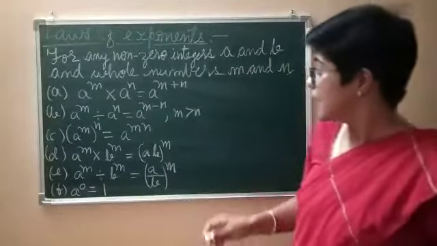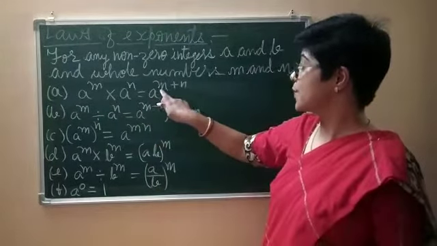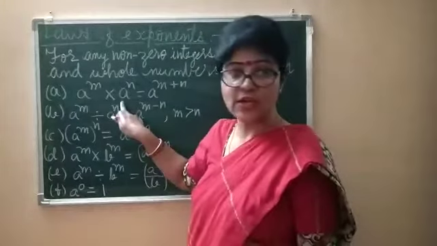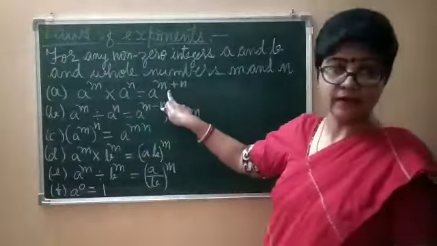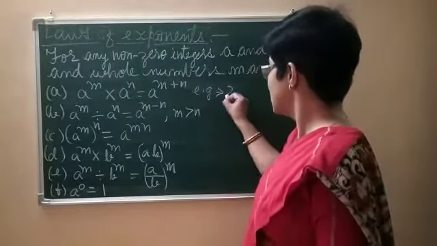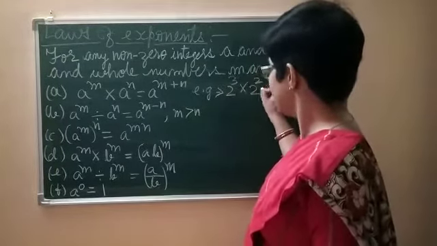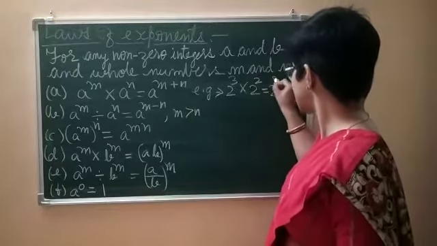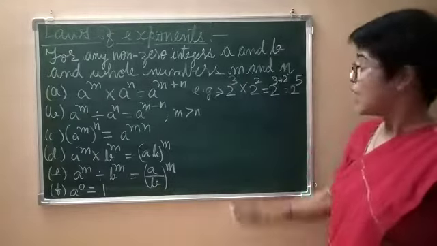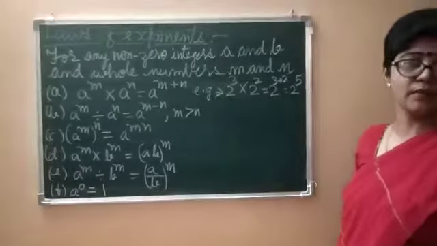Alright. Now, a raised to the power m into a raised to the power n is equal to a raised to the power m plus n. When we have the same base and it is in multiplication, then the powers will be added. Example, if we have 2 raised to the power 3 into 2 raised to the power 2, then it will be 2 raised to the power 3 plus 2, which is 2 raised to the power 5. If the base is same, powers will be added.